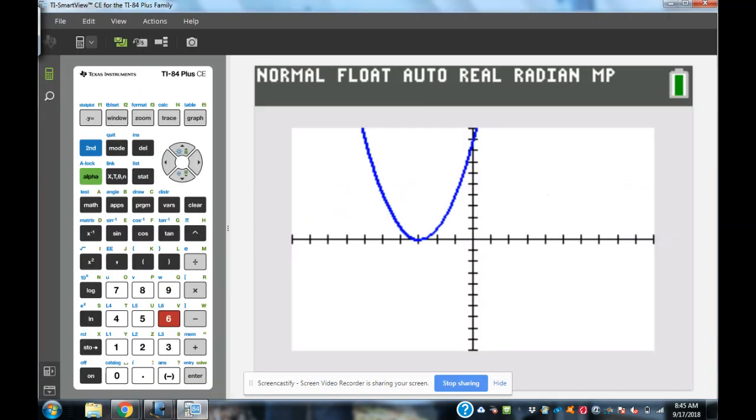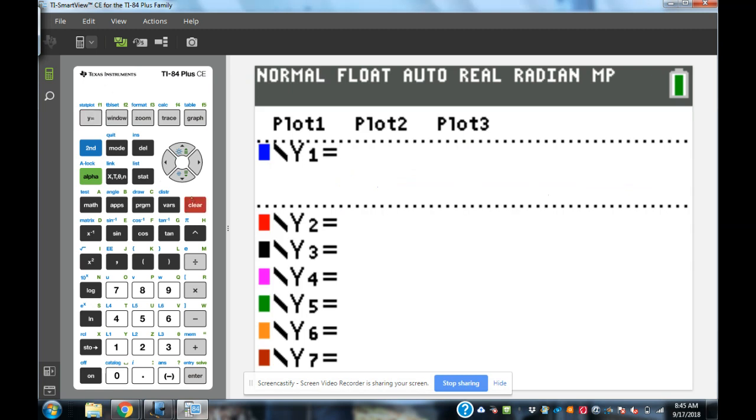Okay. Go to y equals. Type in the original problem. Negative parentheses x plus 5. Close those parentheses. Another set of parentheses, x minus 3. Okay. Y equals, go in there.